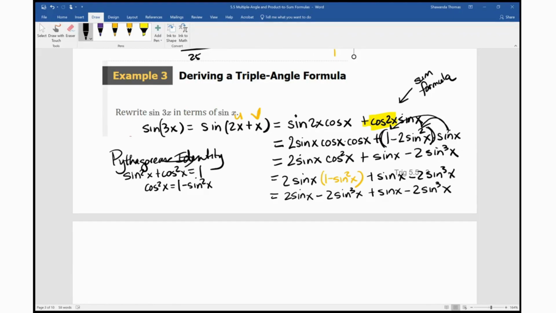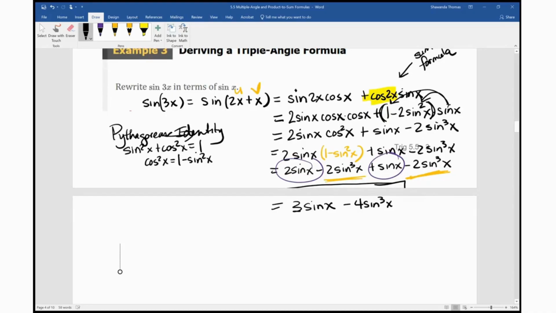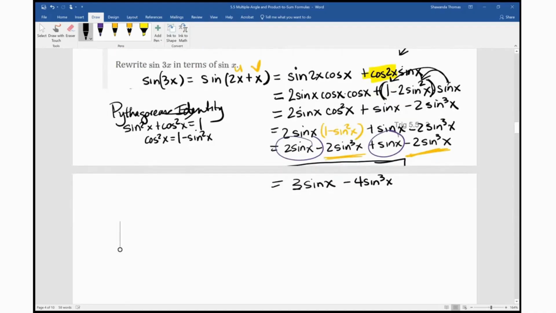We have like terms. We have 2 sine x plus a sine x. We also have negative 2 sine cubed x minus another 2 sine cubed x. 2 sine x plus sine x is 3 sine x. And negative 2 sine cubed x minus another 2 sine cubed x is minus 4 sine cubed x. So we got everything down to sines and simplified it. And that's all they wanted there.